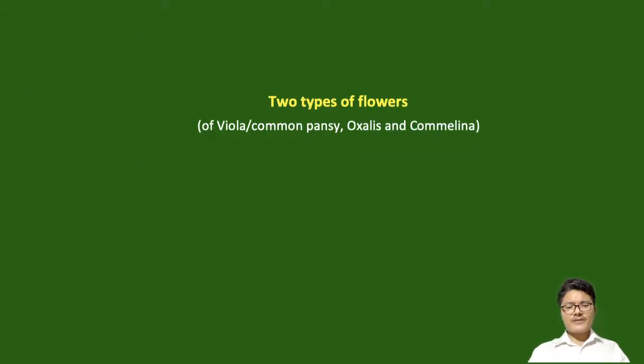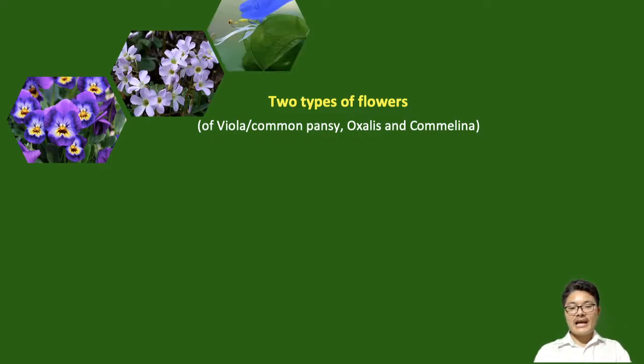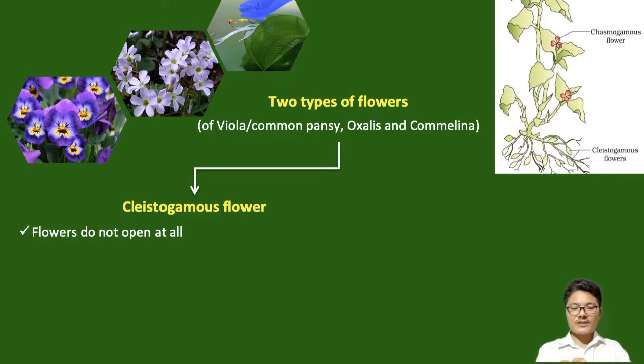Now, there are some flowers, say Viola, which is commonly called common pansy. We also have Oxalis and Commelina. In those flowers, there is production of two different types of flower. One flower is cleistogamous flower. Cleistogamous flowers hardly open. They are not opening flowers.